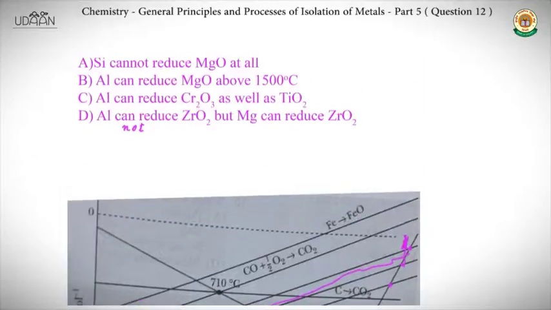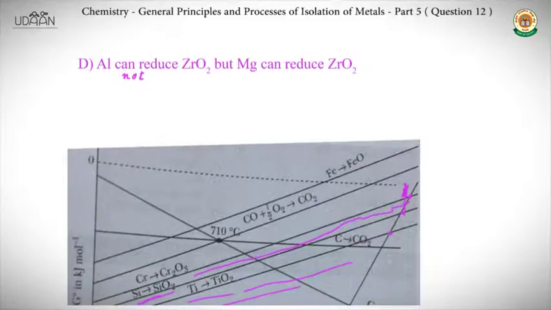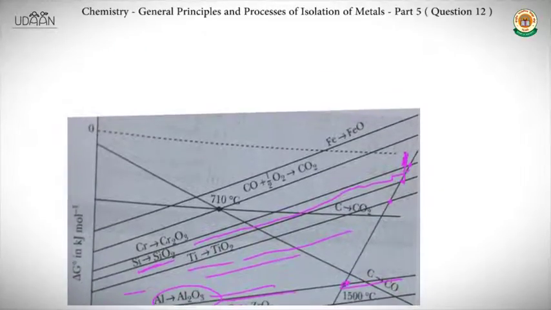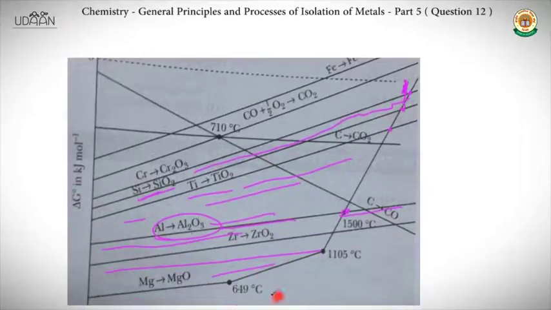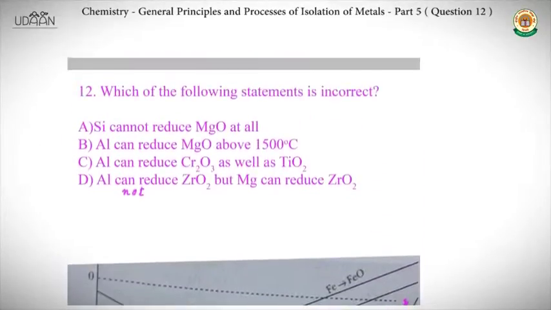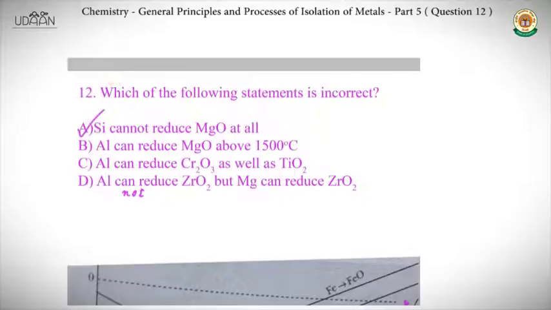Now we look at the second part of the statement, which goes like Mg can reduce ZrO2. Oh, I'm sorry, Mg can reduce ZrO2. So basically, as Mg is below the Zr to ZrO2 line, it will always reduce. It will reduce only below 1500 degrees Celsius. There is a temperature where it is intersecting. If this corresponds to 1500 degrees Celsius, this could be somewhere between 1105 and 1500. Yes, so above this it will not reduce, below this it will. So as a result, this statement is also correct. The answer is hence A, and we move forward.